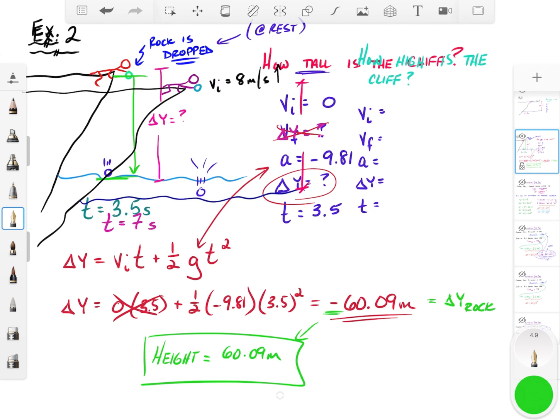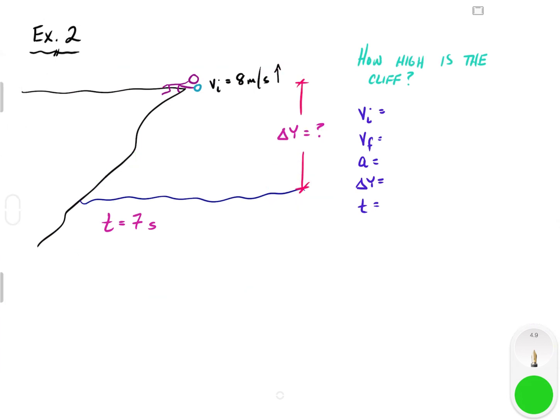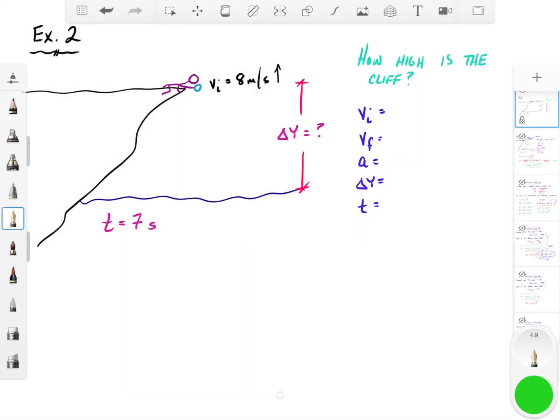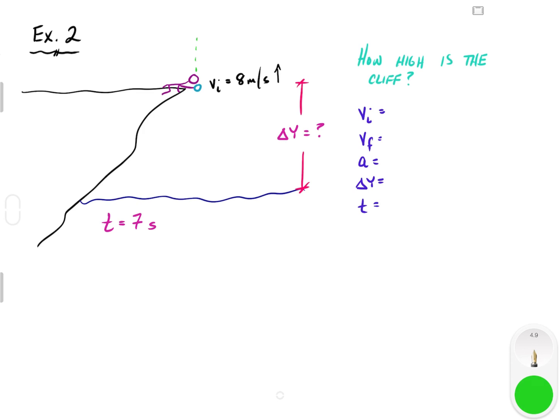So let's look at one more question so you guys have a chance. This one's a little different. Now we're actually going to throw the rock up in the air. It's going to go straight up and then straight back down. So we're not just dropping it. It's still in free fall, though. Once it leaves my hand, even though it's traveling upwards, goes to the top and comes down, gravity is the only thing acting on it.